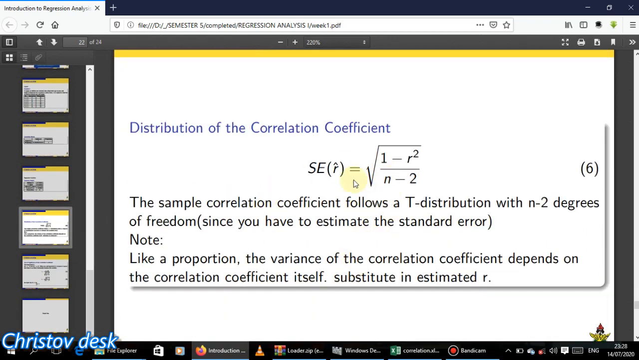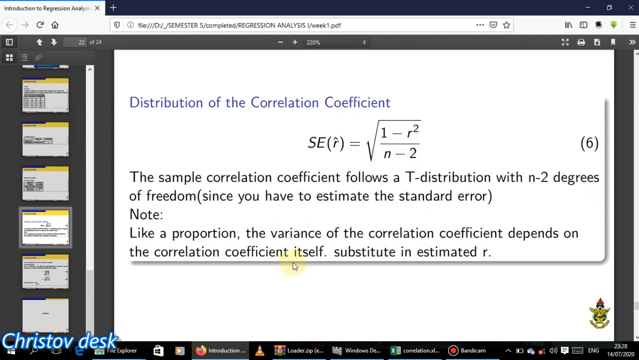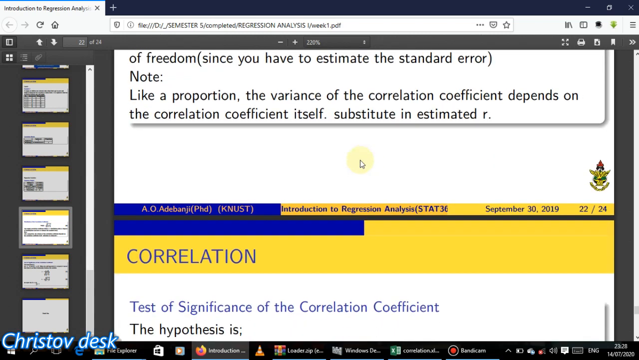All right, so remember the distribution of the correlation coefficient. So this is the standard error of the correlation coefficient. We say that the standard error is given by the square root of (1 minus r squared) over (n minus 2), okay. And we are saying that this follows a t distribution with n minus 2 degrees of freedom. So it means you can use this standard error to create a 95% or a certain significance level confidence interval, and use this for hypothesis testing and other relevant things.